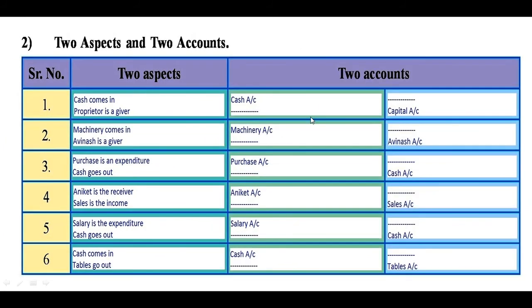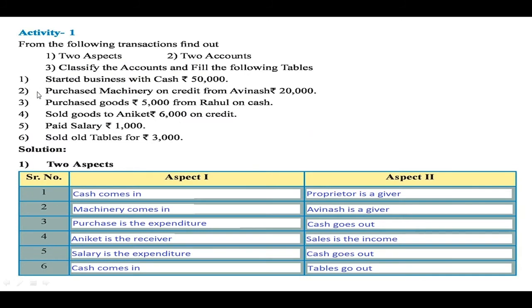Then second one, purchased machinery on credit from Avinash, rupees 20,000. Here, the word credit is used in the transaction. It means it is a credit transaction. The proprietor has not paid cash immediately after purchasing the machinery. So, cash does not go out from the business. You have to remember that whenever the transaction is on credit basis, cash does not go out of the business. So, you have to look for the personal account.